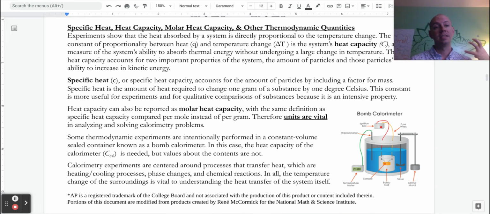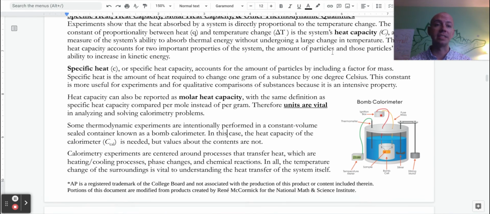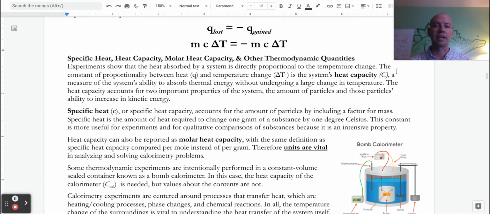How does the temperature change relate to the heat? Heat capacity is the variable that makes the direct connection there, a measure of a system's ability to absorb thermal energy as it's changing its temperature. The heat capacity accounts for how many particles you have and how easy it is for those particles to increase in kinetic energy. It's often related to the state. It's often related to the strength of the attractions between the particles, whether they're IMFs, intermolecular forces, or bonds.